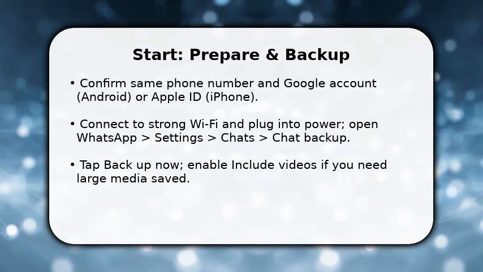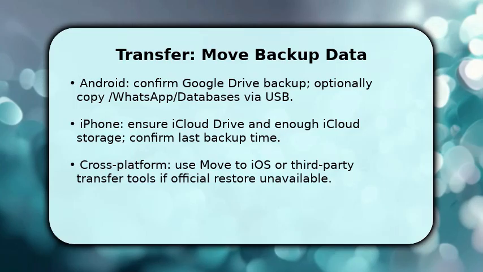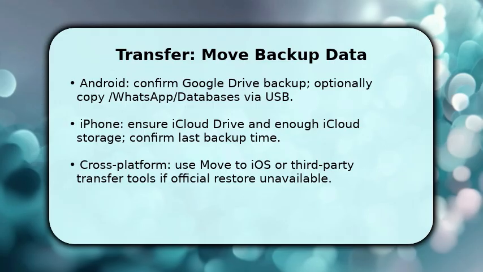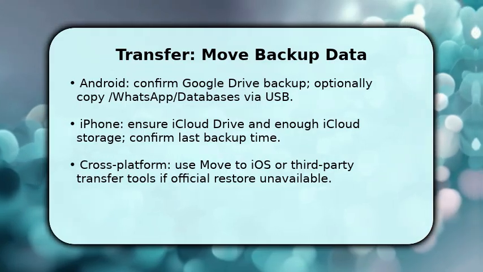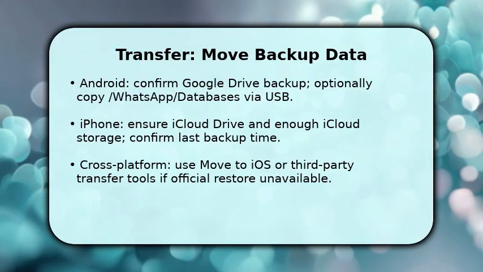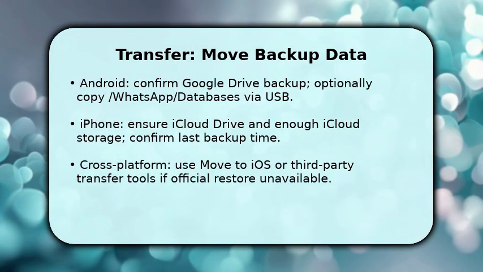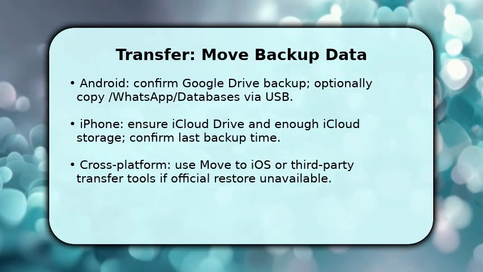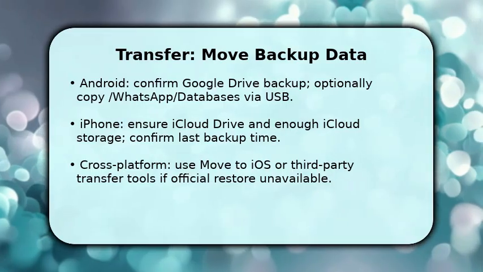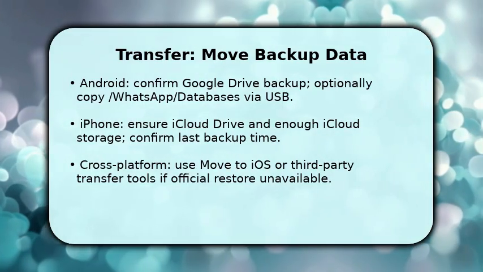On Android, check Google Drive backups and optionally copy the local /WhatsApp/databases folder to the new phone via USB if you prefer local restore. Make sure the target device is signed into the same Google account. On iPhone, ensure iCloud Drive is enabled and there's enough storage. Confirm the last backup time. For cross-platform moves, use Move to iOS or Trusted Transfer apps.